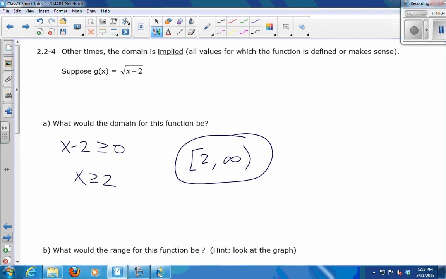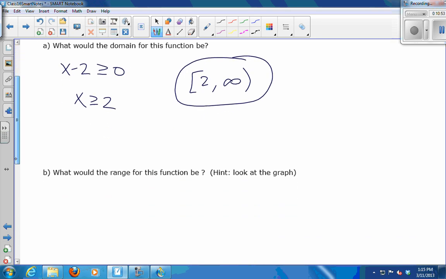So if we think of this like a function machine, if I plug in any of these values, I'm fine. The function machine cranks out an output. If I try to put in something smaller than 2, like say I try to put in a 0, I drop a 0 into this function machine, it does 0 minus 2, it tries to square root, and I jammed the machine, right? So I can't put that one in. It's not part of the domain.